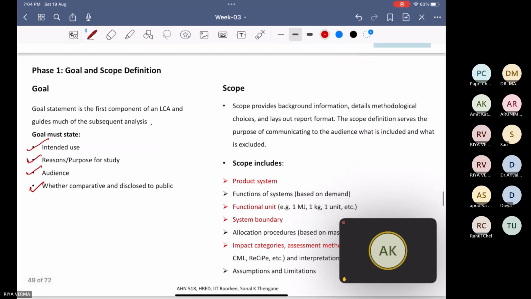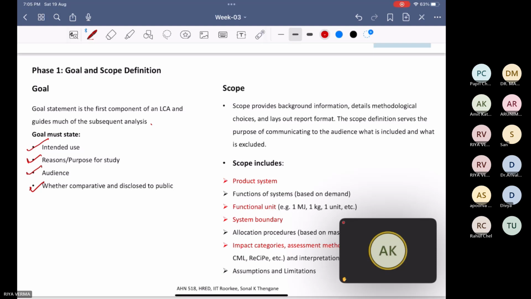Okay, now for the scope. So the scope provides the background information, details, and methodological approach. What is the relevance of the term audience? Audience basically means, what is our target audience? For example, if we are doing an LCA of a service or a product, then we also have to define the corresponding target audience.